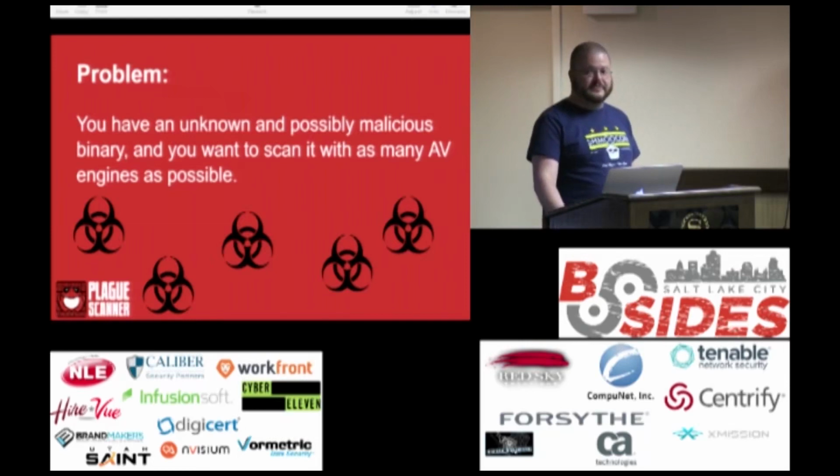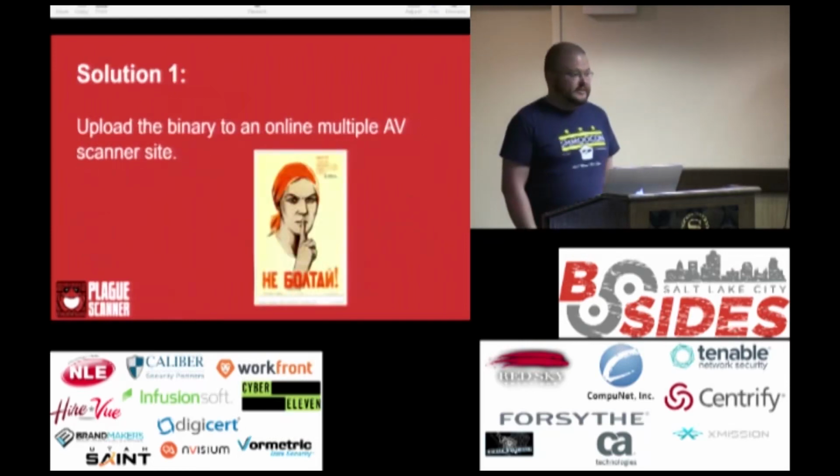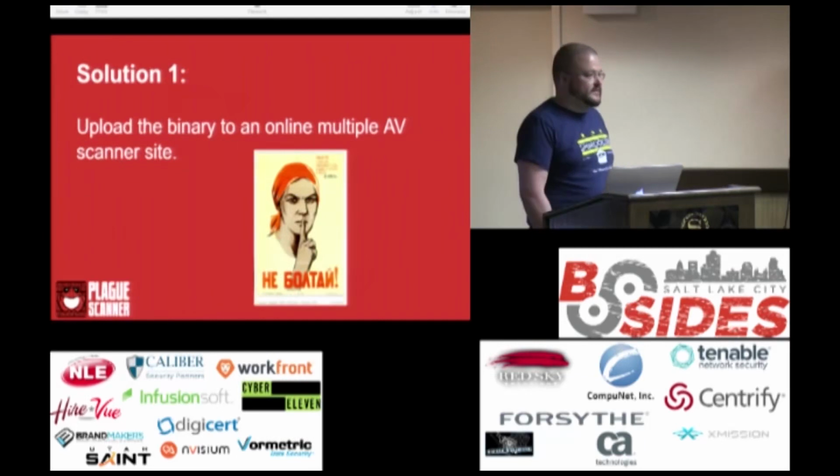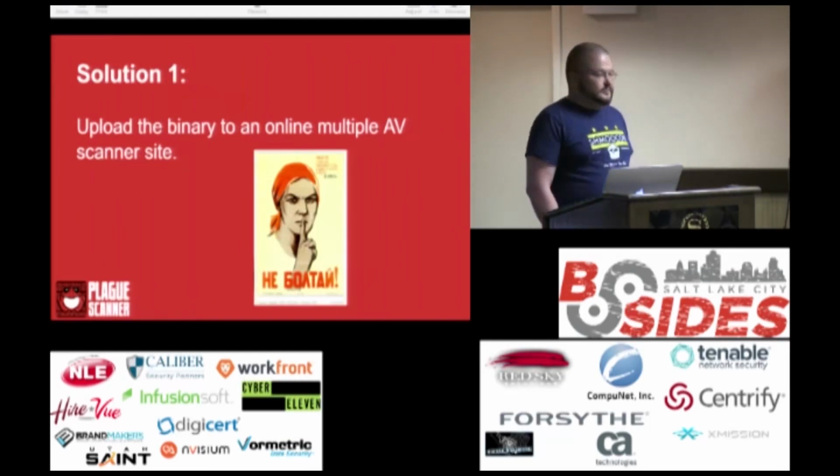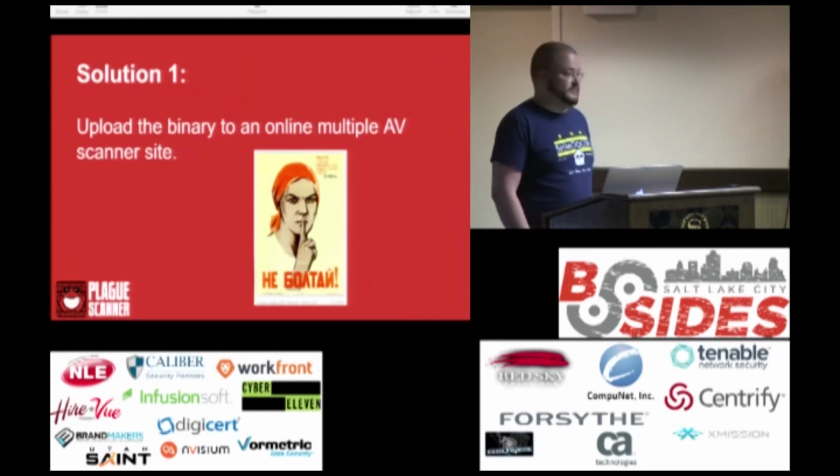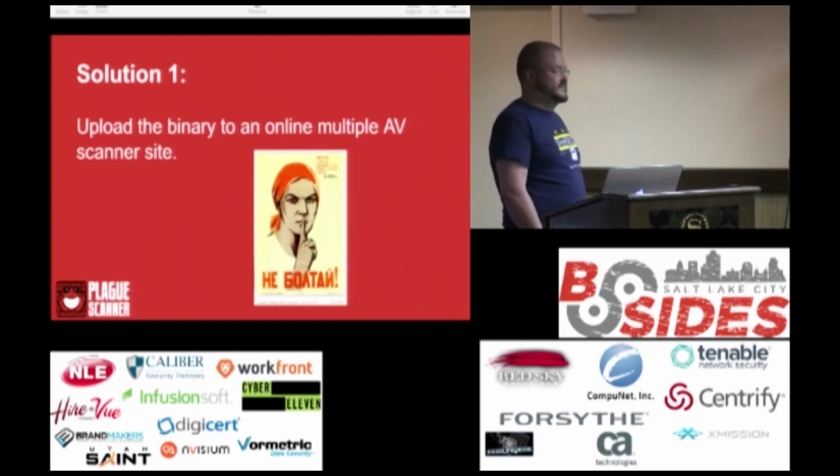So the first option available is to upload the binary to a multiple AV scanner site online, and we all know which ones these are. There are a few of them. There's a growing number of them. People will actually put up a version of Cuckoo Sandbox and put it online and then just collect binaries from it. It's a very good technique for gathering binaries.